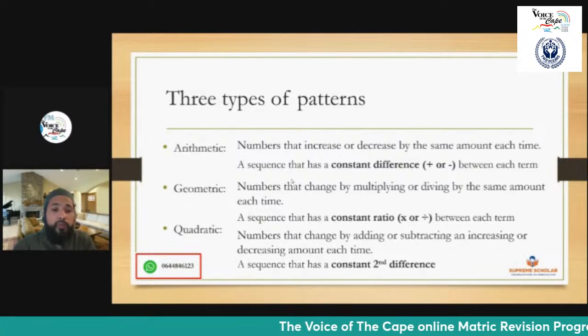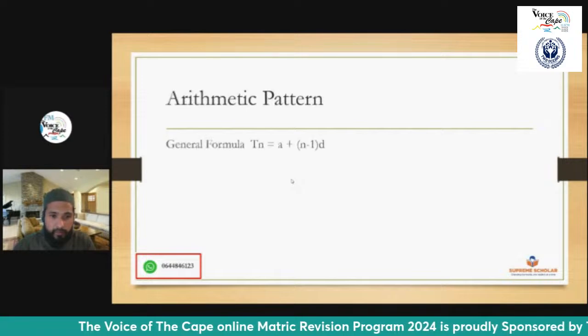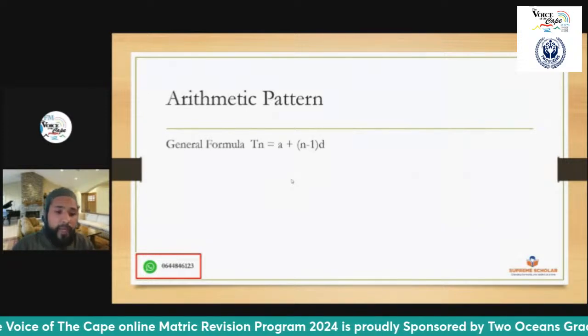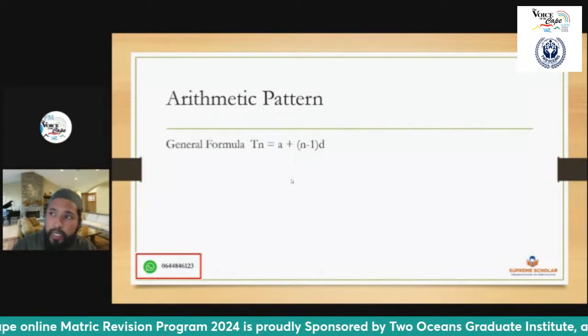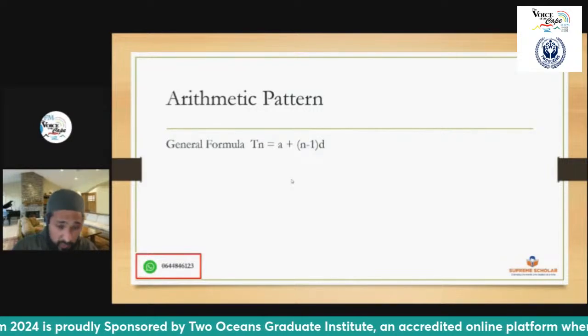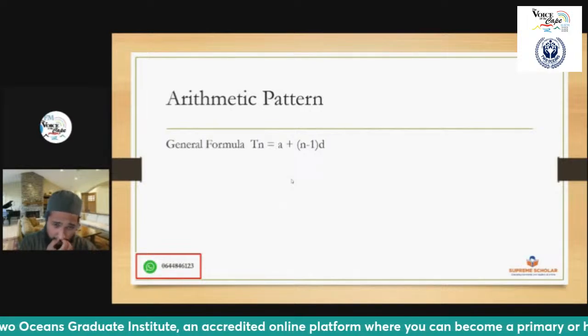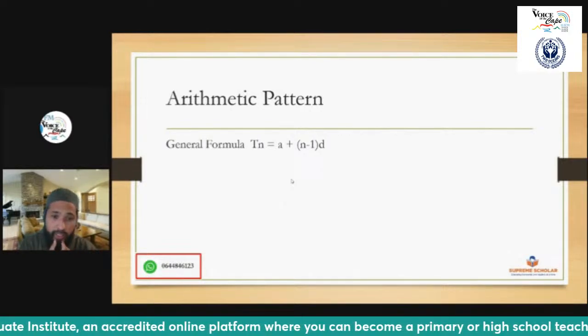And for today's session, we're only going to be looking at some examples of arithmetic patterns. For each of those patterns, you get a general formula. The general formula for an arithmetic pattern is usually in this form: Tn is equal to A plus (n minus 1) D.